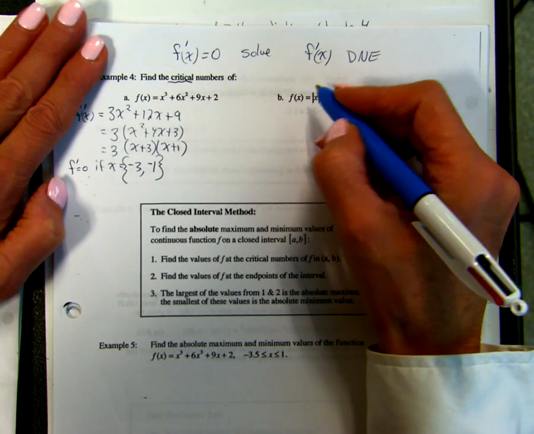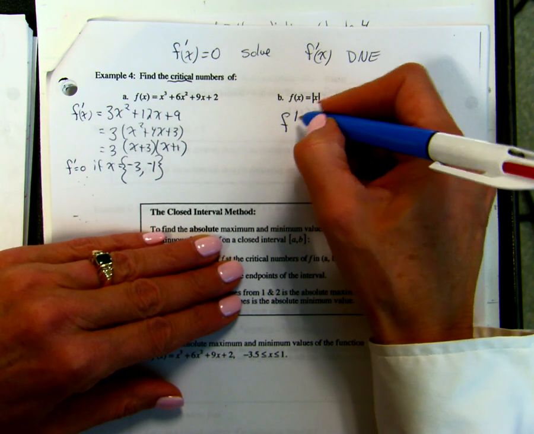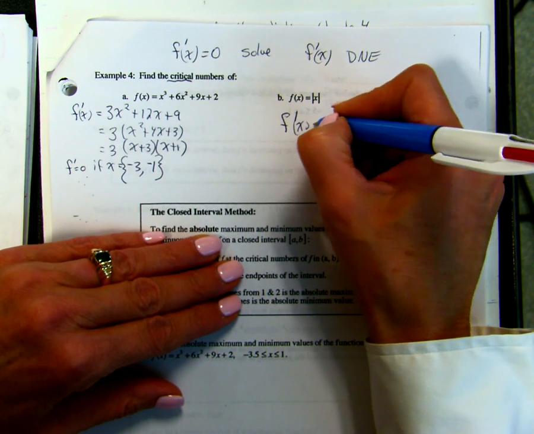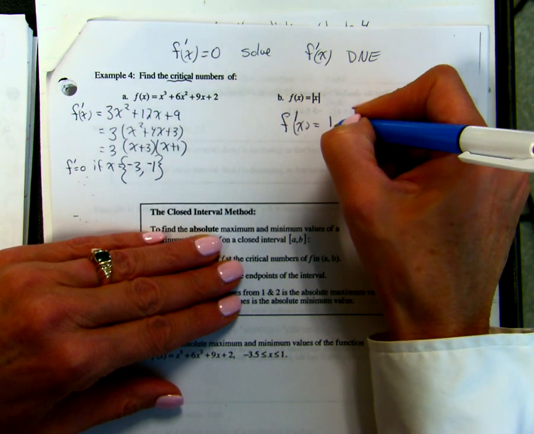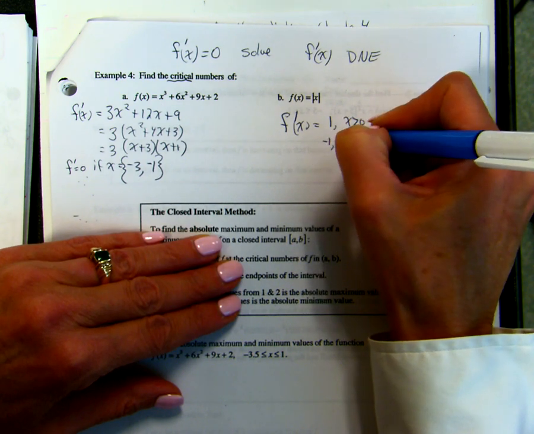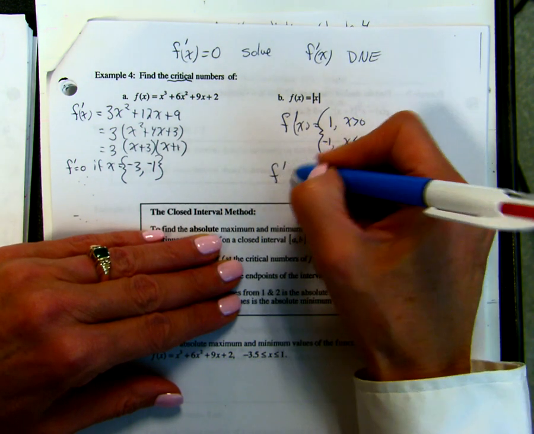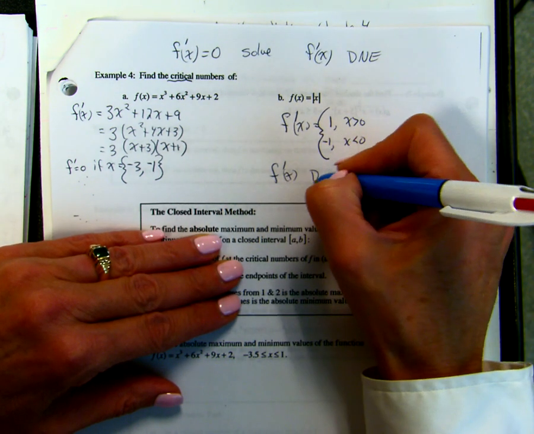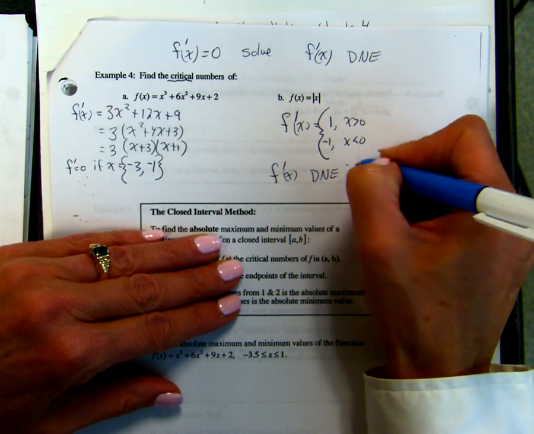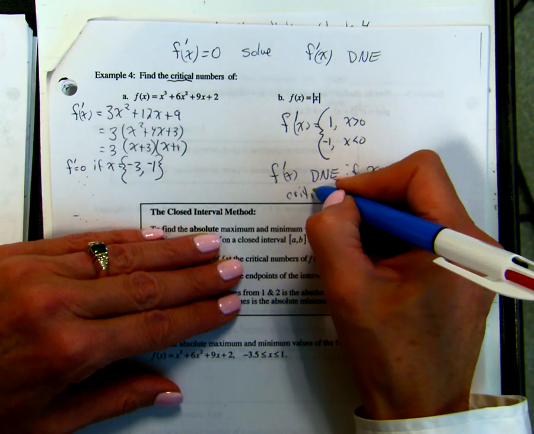Critical numbers for f of x equals absolute value of x, we just did this on the other page. f prime at x is equal to 1 when x is greater than 0, negative 1 when x is less than 0. So f prime at x does not exist if x equals 0. So what's my critical number? 0.